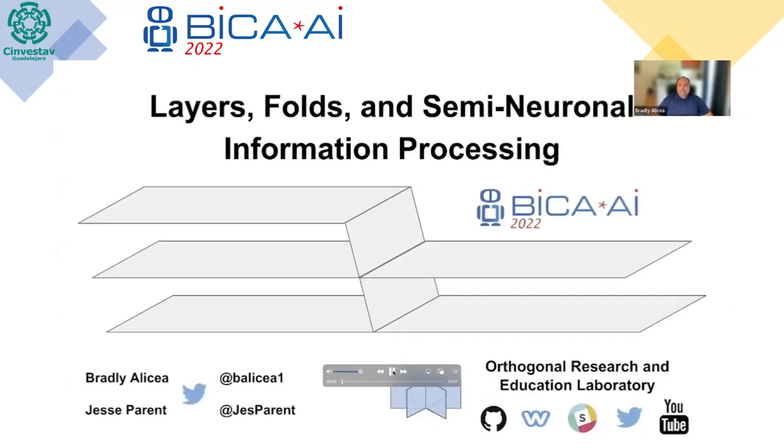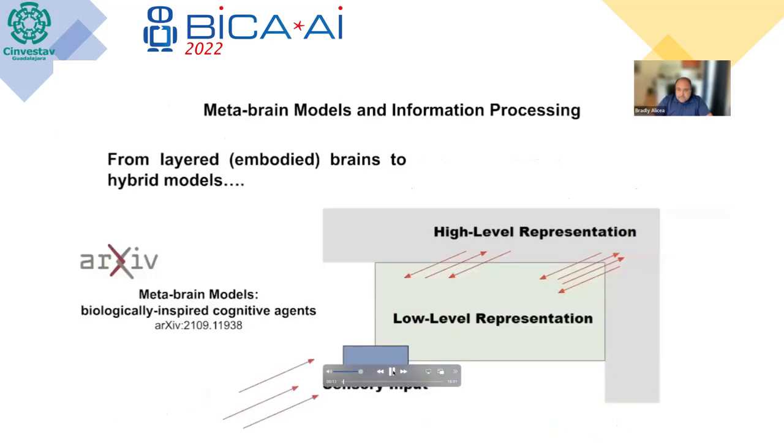This talk is titled Layers, Folds, and Semi-Neural Information Processing. My name is Bradley Alicea. I'm presenting on behalf of my co-author, Jesse Parent, from the Orthogonal Research and Education Laboratory. So we start with this concept of a meta-brain model. We have an archive preprint. You can see at the left details on that.